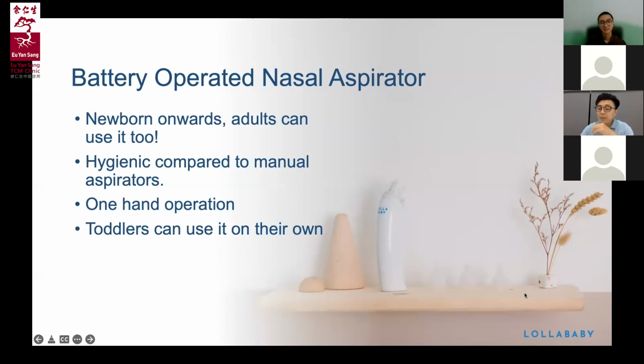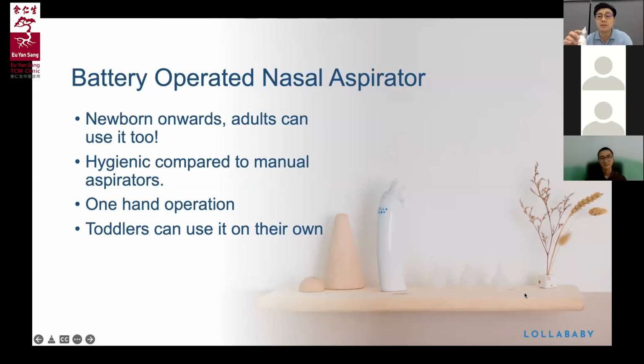Especially during COVID, we don't want to spread the virus from the child to the adult as well. So our nasal aspirator is a lot more hygienic, because it's just a press of a button, and then the mucus gets sucked into the mucus cup. And you can remove the mucus cup to wash and sterilize as well. When the child gets slightly older, maybe at 2 or 3, you can also hand the device to the child, and the child can operate it on their own.